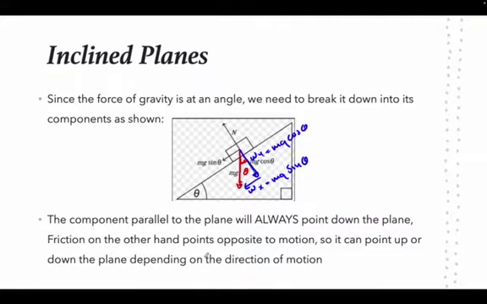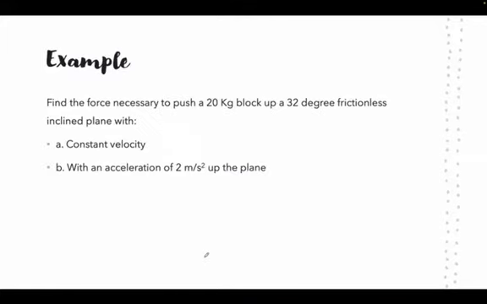All right, let's look at some examples. Find the force necessary to push a 20 kilogram block up a 32-degree frictionless plane with constant velocity or an acceleration of 2 meters per second squared up the plane. Pause the video here, take a couple of minutes, and see if you can come up with an answer for this.